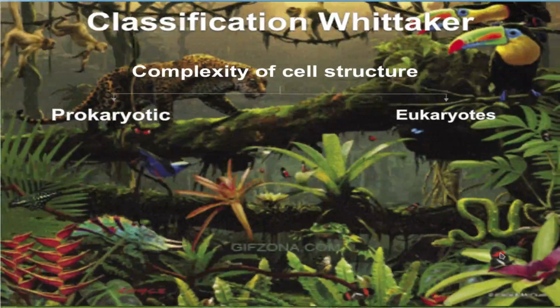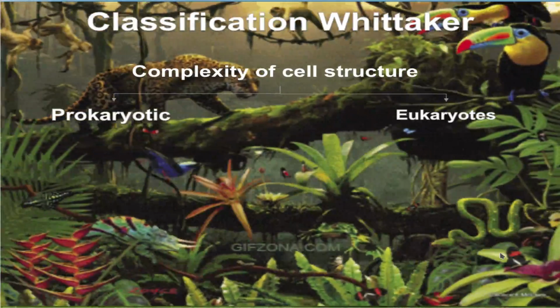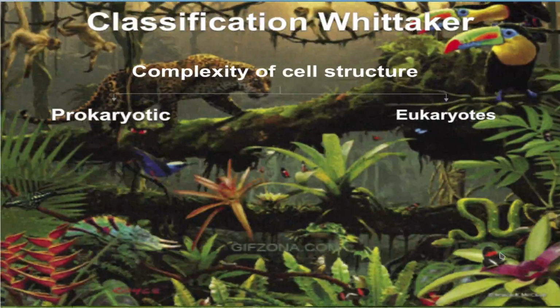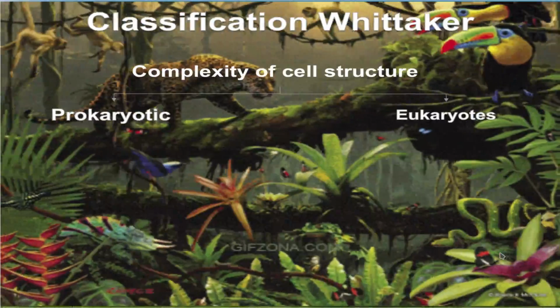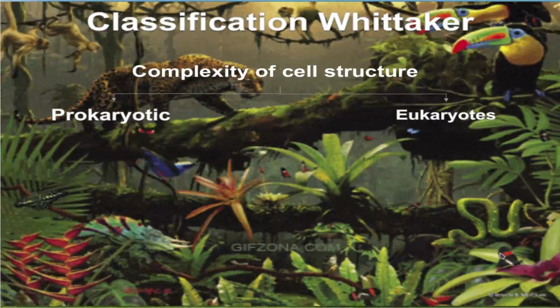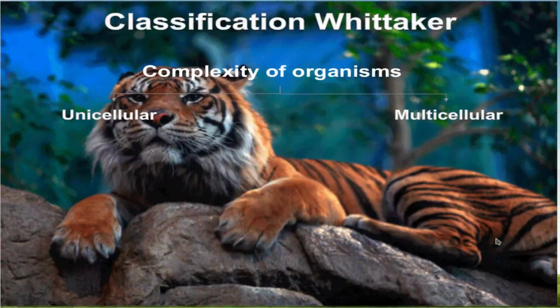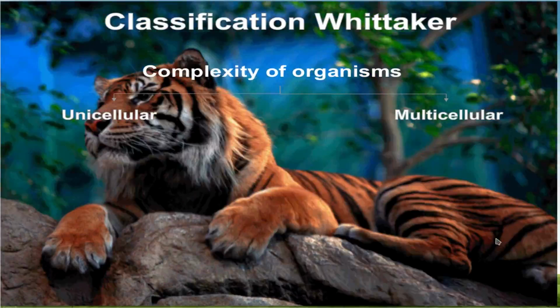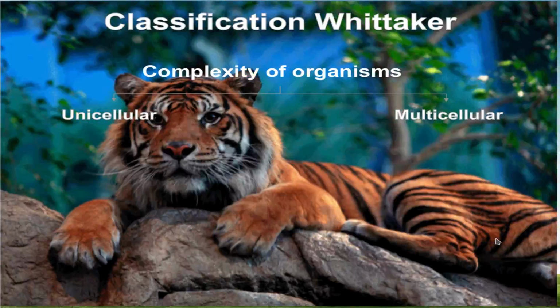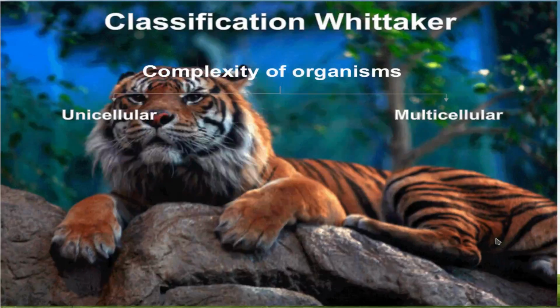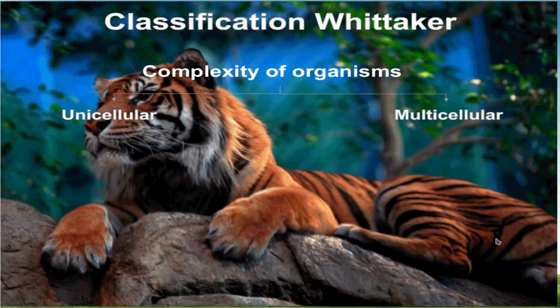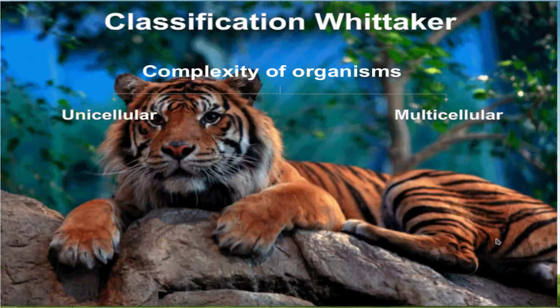The first characteristic was the complexity of cell structure. As per this complexity of cell structure, he put some organisms in prokaryotes and some in eukaryotes. So prokaryotes are primitive. Then, as per the complexity of organisms, all the organisms are divided into 2 groups: unicellular and multicellular. Unicellular, examples like amoeba, paramecium, euglena, and multicellular like cow, buffalo, goat, etc.